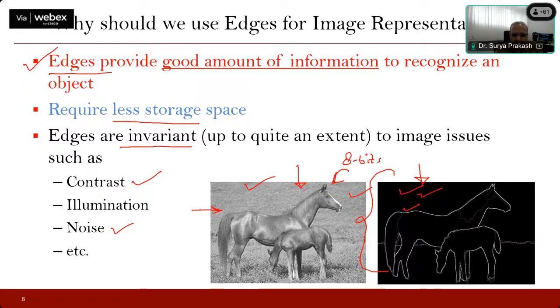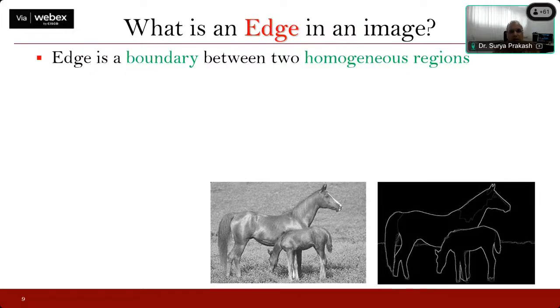If you compute the edges, you will find that you will still be able to detect edges in both the cases. One where illumination is comparatively less, and another where the illumination is high. So these edges are actually invariant to contrast, illumination, and noise, and that is another advantage, and because of that we prefer using edges wherever possible.